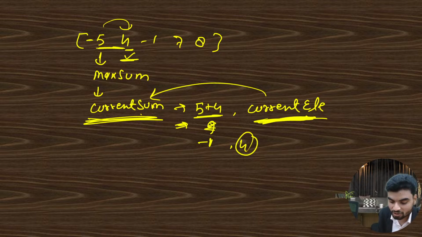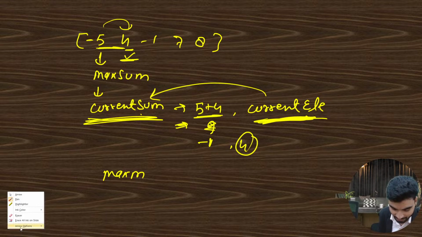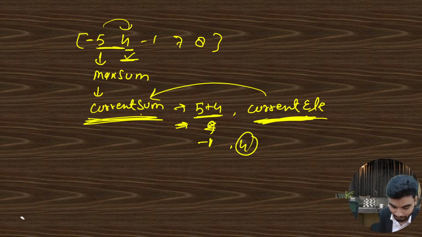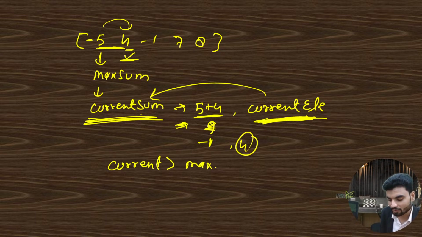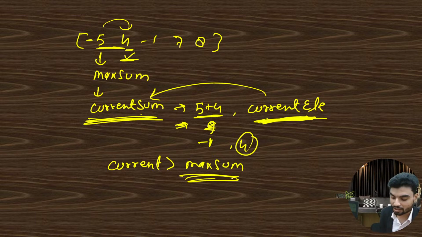If the current sum is greater than the maximum sum, then we will update the maximum sum. You getting the point? If the current sum is greater than the maximum sum, we need to update the maximum sum by the current sum, because the maximum sum is holding the maximum value. Yes or no? We should update this.